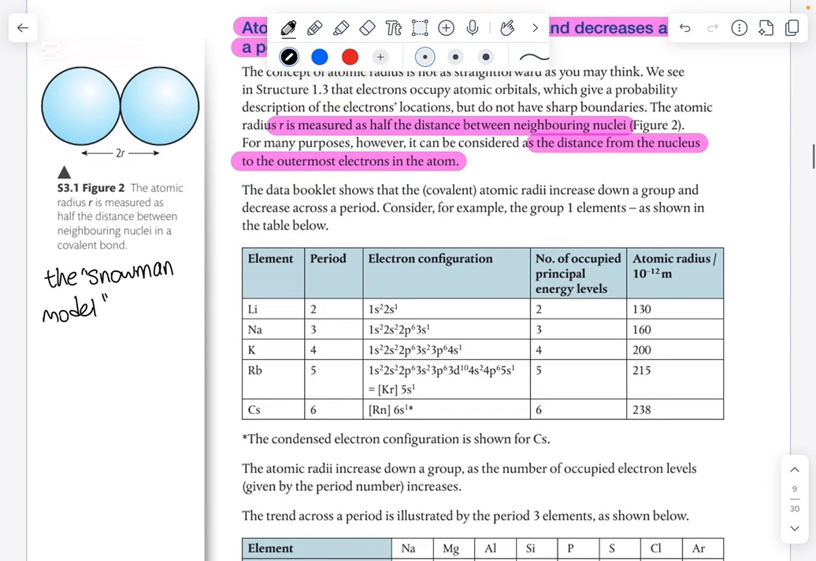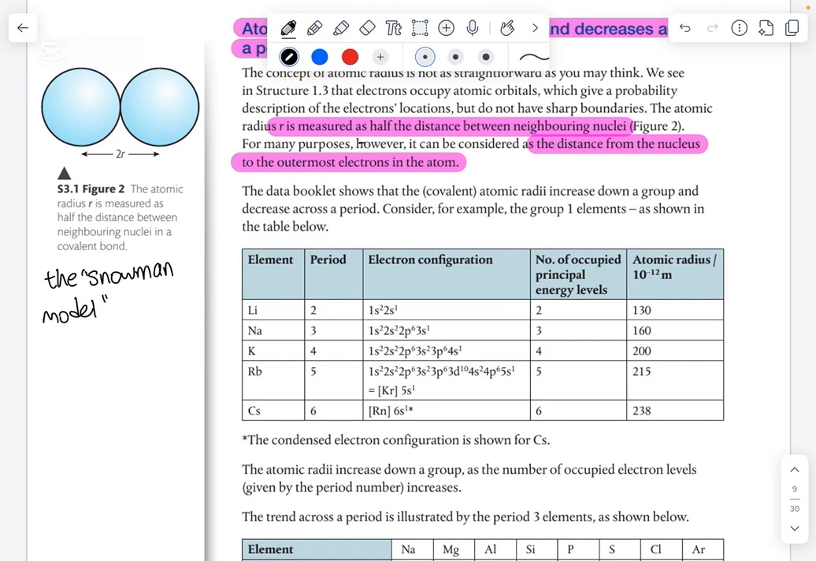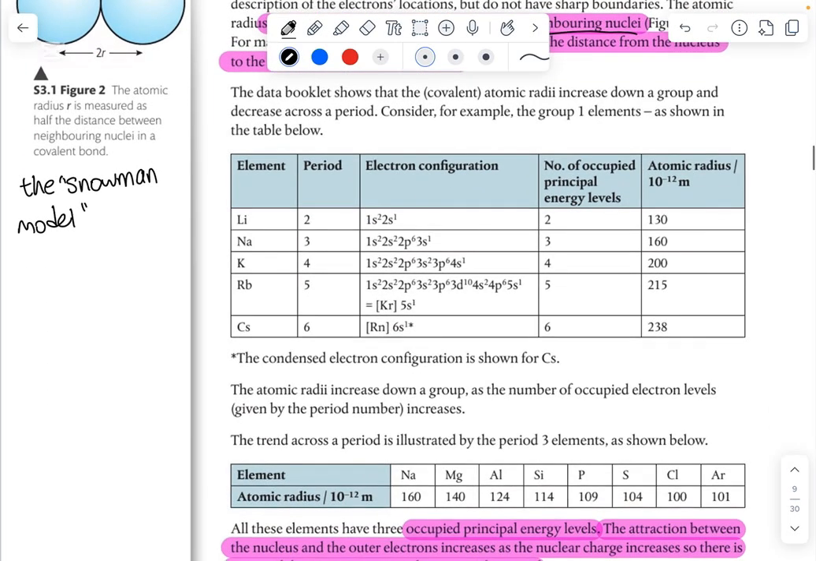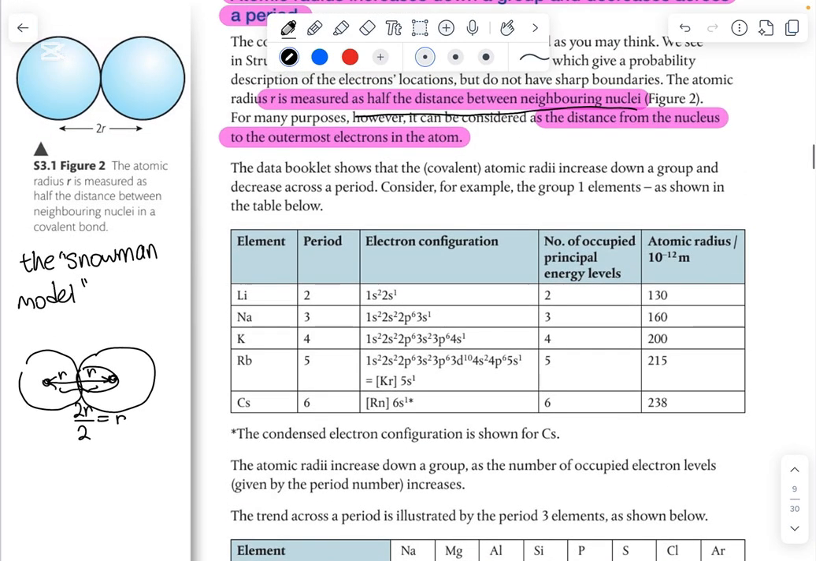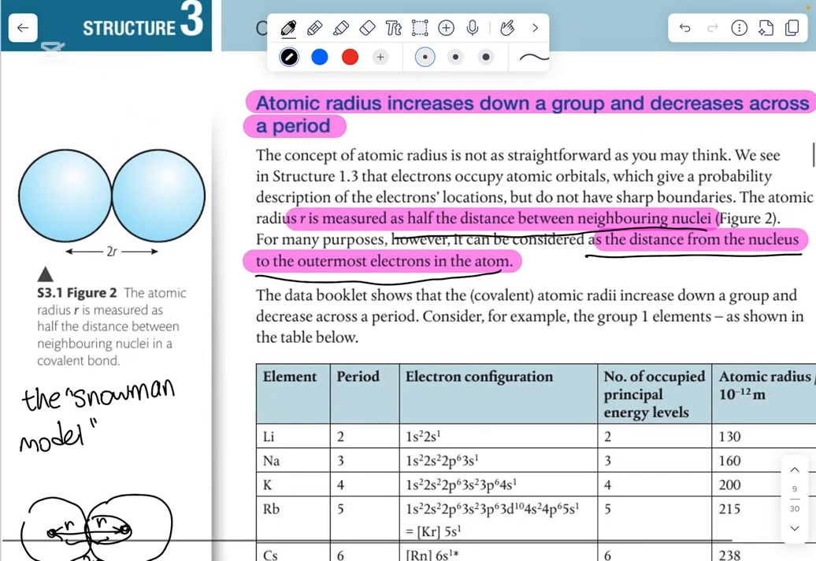The atomic radius is measured as half of the distance between two neighboring nuclei. Let's draw what it looks like. This is a nucleus. This is another nucleus. This is going to be half the distance between two of them. So this is going to be R, this is going to be R, this is going to be 2R, and 2R divided by 2 is going to give us R. For many reasons, however, the distance from the nucleus to the outermost electrons of the atom can also be a definition of what the atomic radius is.